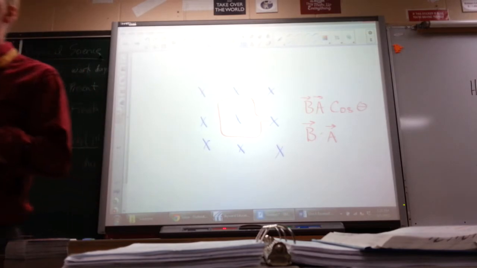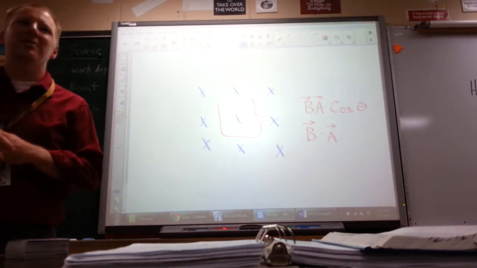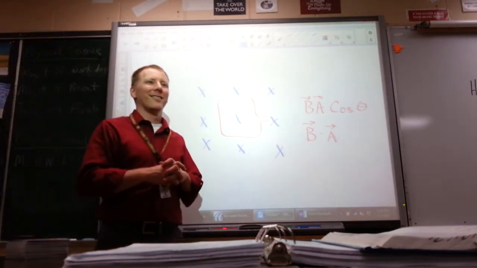Yes, Matt? So area is a vector? Area can be a vector. What direction is the area?